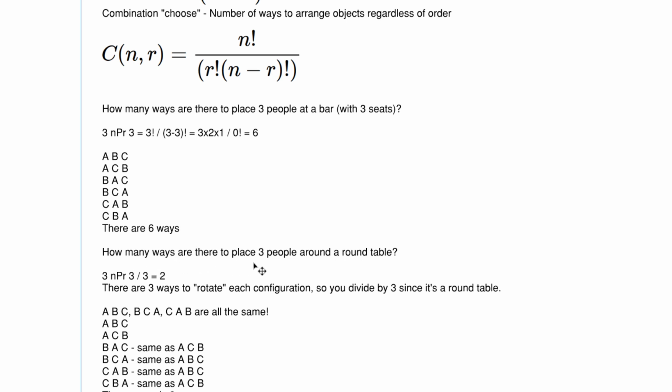So, how many ways are there to place 3 people around a round table? So, you might be thinking, order doesn't matter, right? It's a round table. Well, I'm going to tell you that order does matter. Why? Because even though some of the arrangements are the same, order does matter because of the placement of an individual in relation to another individual. So who sits next to who?